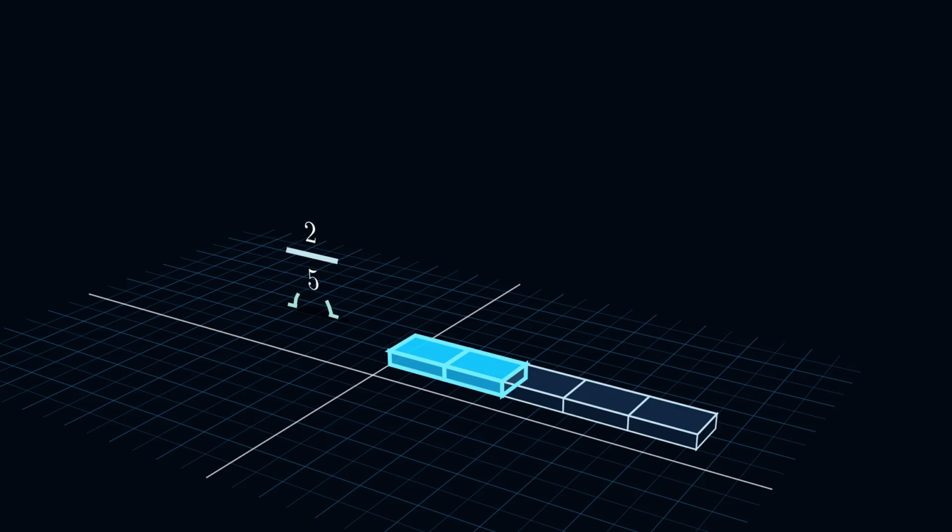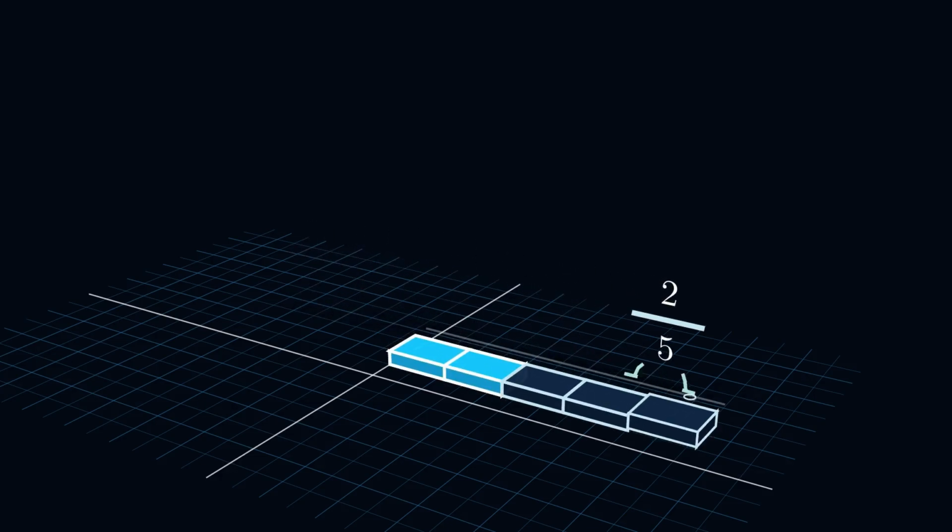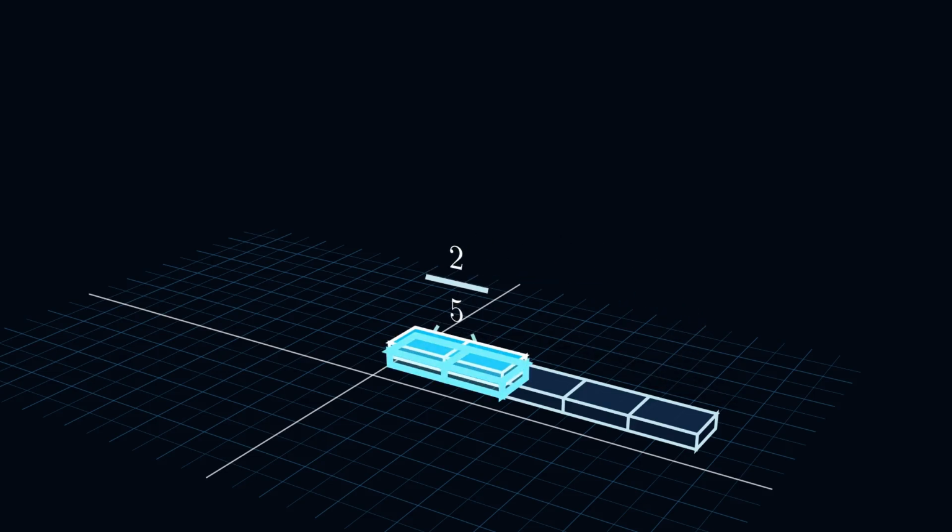The whole is one complete bar. The bar is divided into 5 equal parts. Then 2 of those parts are chosen. So the shaded amount is 2/5. The unshaded part is not ignored. It reminds us that the full whole is still all 5 parts.